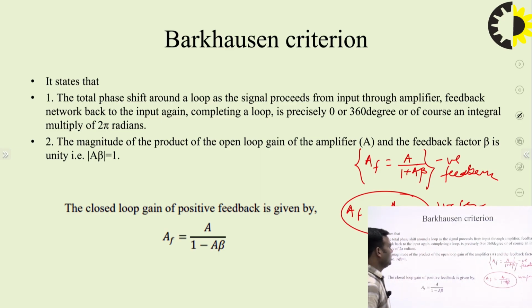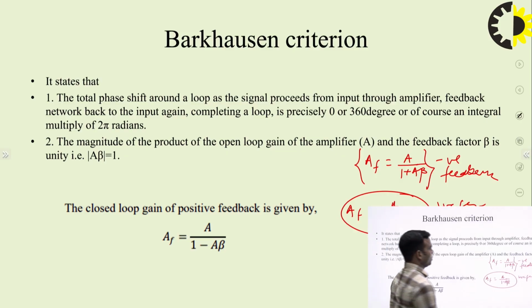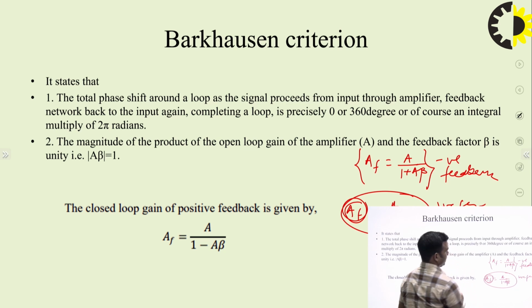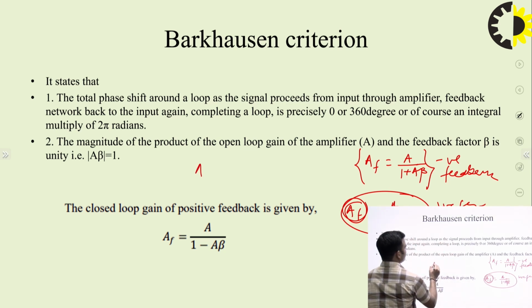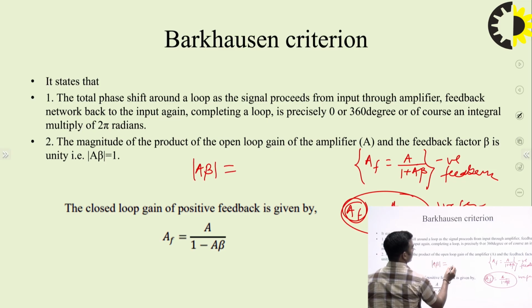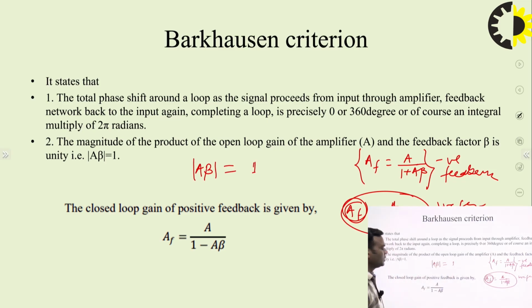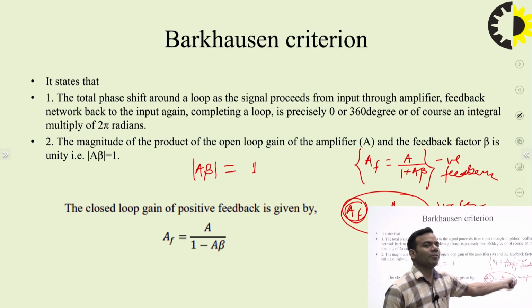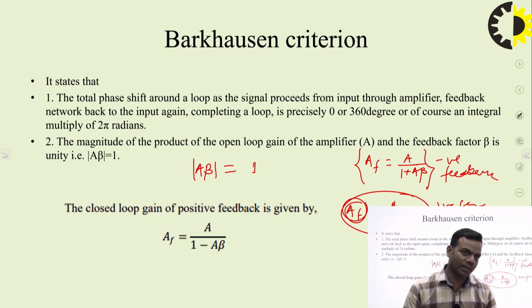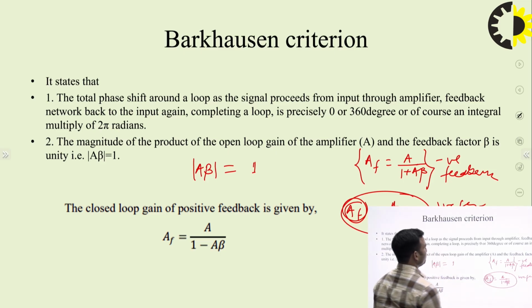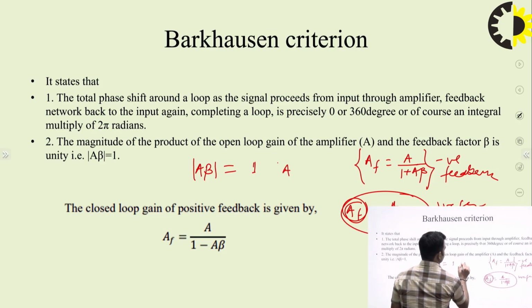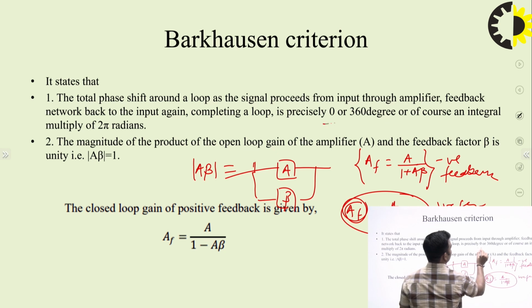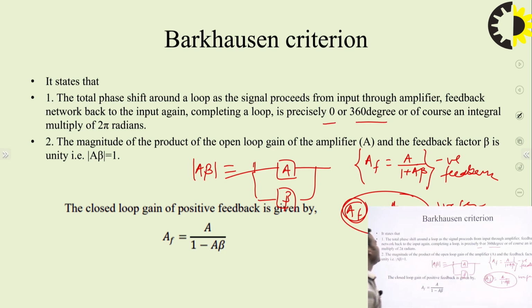So you can remember that we would like to get AF equal to infinite. When will it be infinite? When the magnitude of A beta will be equal to 1. And one more thing, this sign should not get changed into positive, otherwise it will convert into negative feedback. So the phase shift between the amplifier and feedback must be either 0 degree or 360 degree, and obviously an integral multiple of 2 pi.